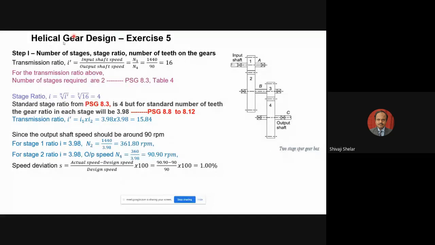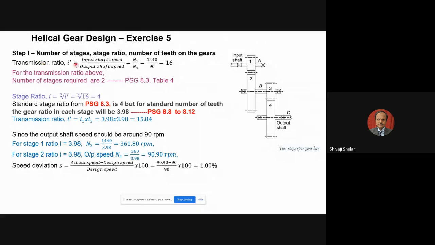Okay, now the helical gear design exercise we are doing. We are going for the number of stages. We don't know whether we have two stages at this moment. This diagram is just a convention at this moment, but we are going to check how many stages are required. For that, we need to calculate the transmission ratio.